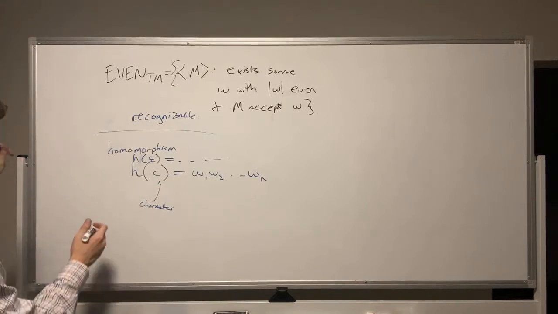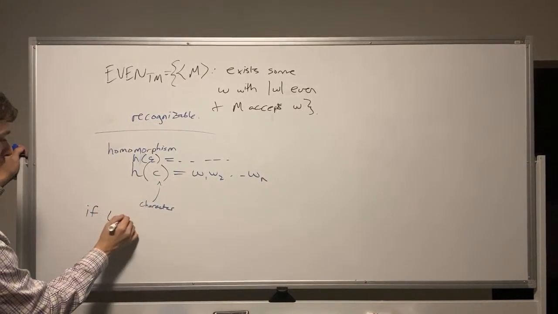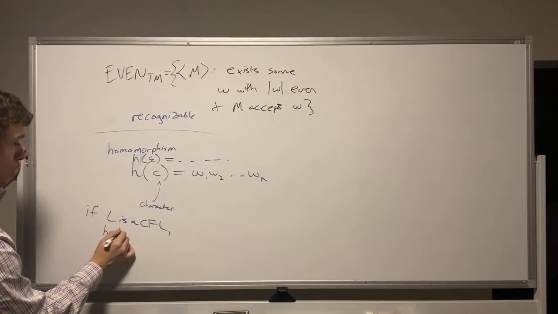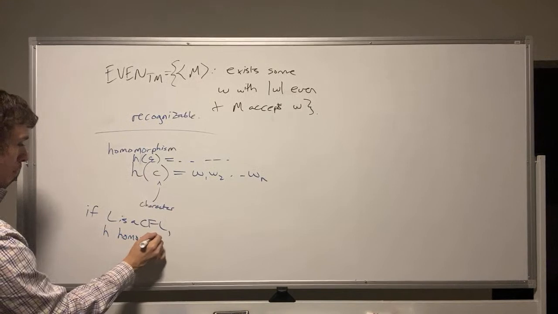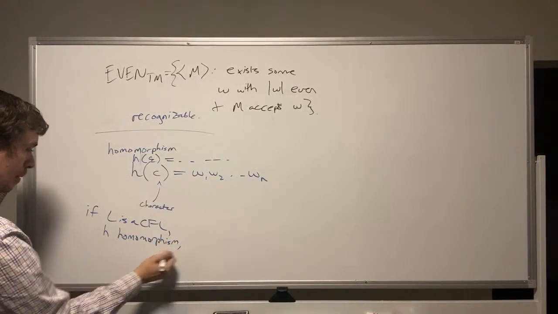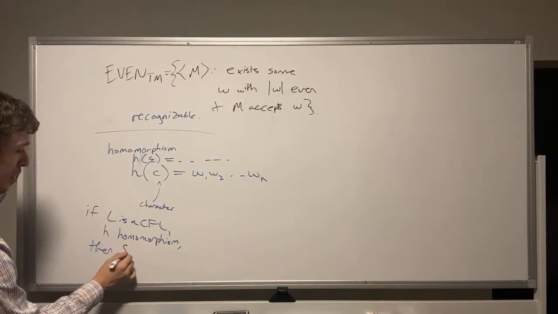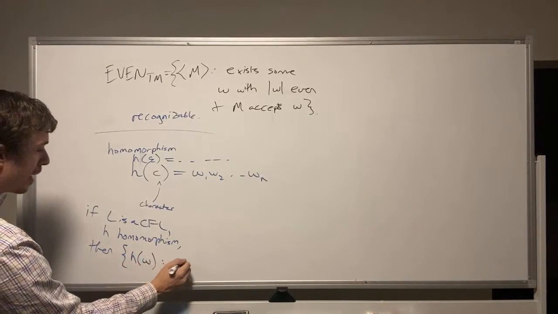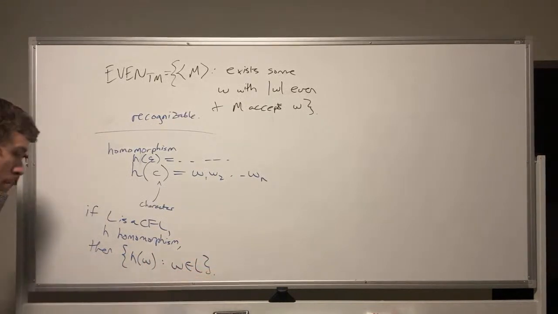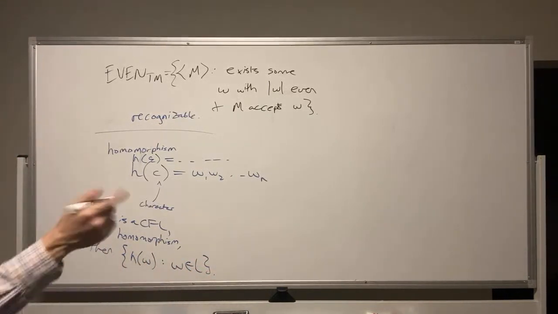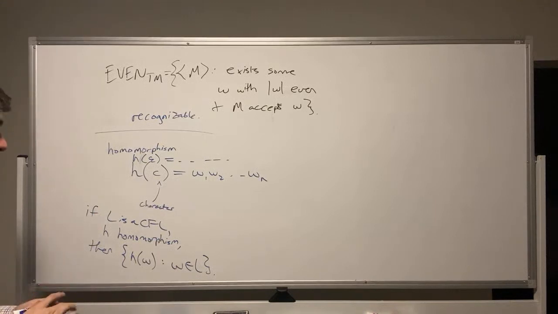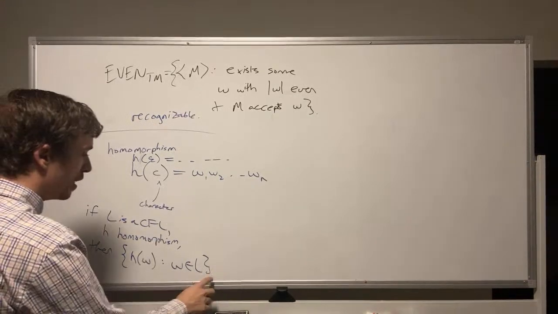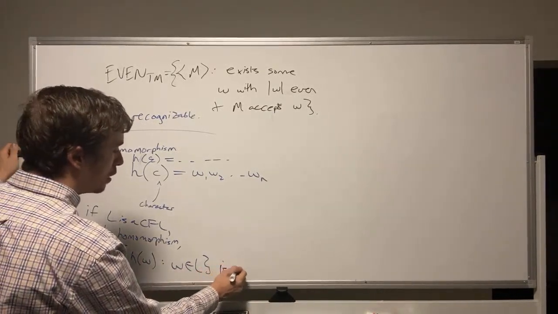All right, so then what we want to say is that if L is a context-free language, and H is a homomorphism, then we look at this language, which is apply H to every single string in the language. So take every single string in the language, apply H to it, and just keep all the strings that come out of it. Then that language is a context-free language.